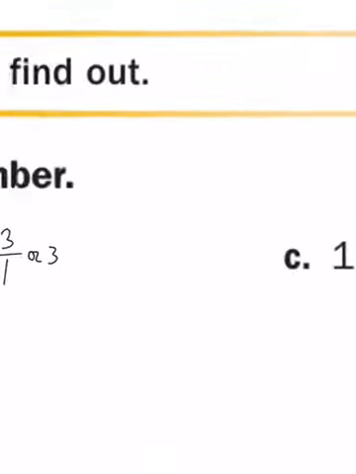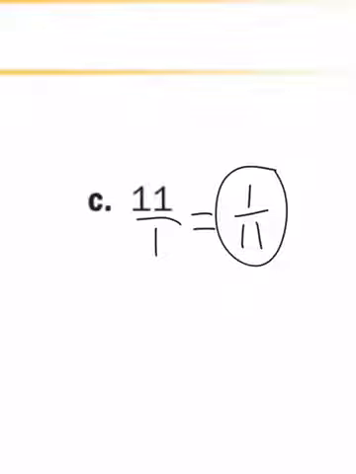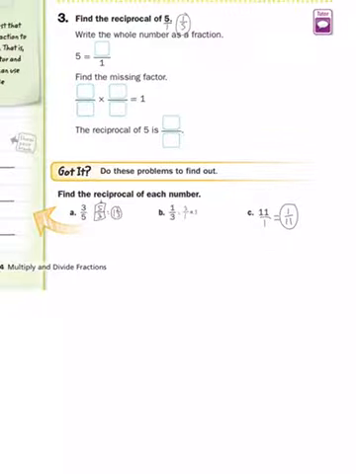Now C is the one that tends to trick people, because here's what people do. They stop and they say, oh, let me just write 11 over 1, I'm done. No. You have to remember to flip it. So if you flip that to 1/11, that is the reciprocal of 11. All right, so that's how you find a reciprocal.